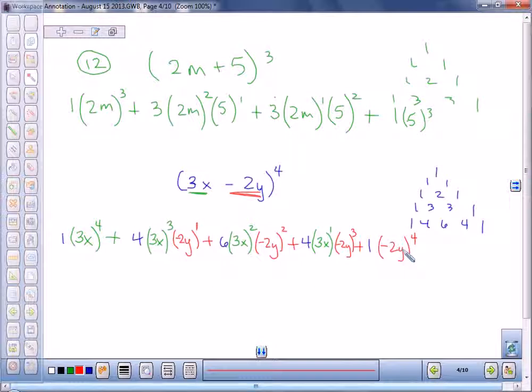Okay? And then we simplify what we have. This is all a product of multiplying everything. So it's 1 times 3 to the 4th times x to the 4th. Well, 3 to the 4th is 81. So it's 81x to the 4th. Okay, the next one. 3 to the 3rd is 27. So 27 times negative 2 times 4 is negative 216.